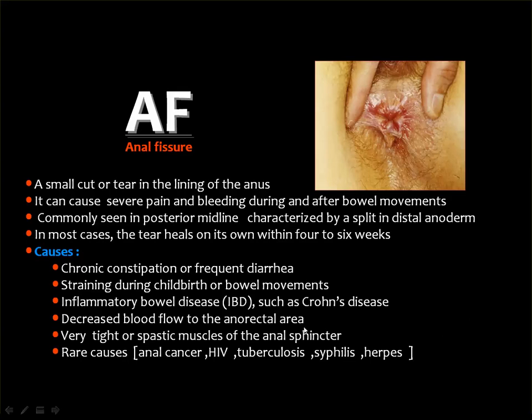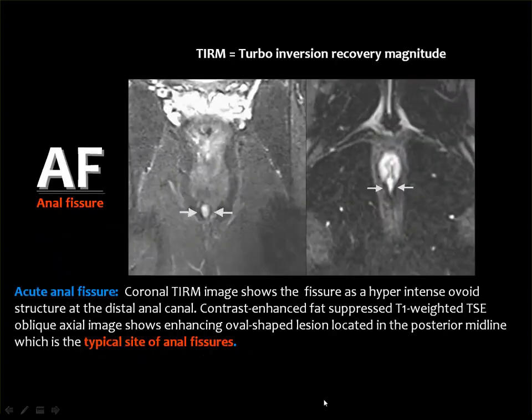The causes of anal fissure include chronic constipation or frequent diarrhea, straining during childbirth or bowel movement, inflammatory bowel disease like Crohn's disease, decreased blood flow to the anorectal area, and very tight or spastic muscles of the anal sphincter. Rare causes may be due to anal cancer, HIV, TB, syphilis, and herpes.